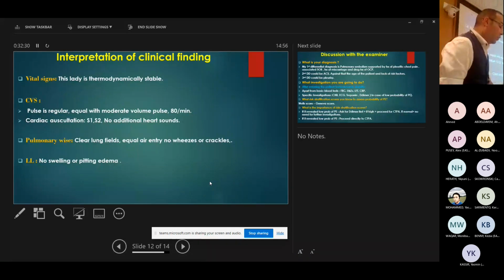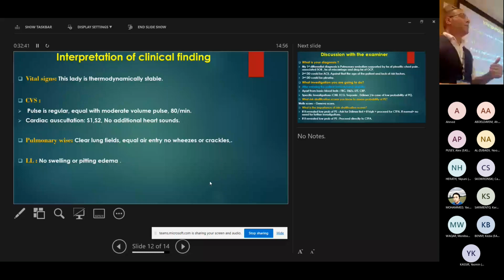Interpretation of clinical findings. What's your clinical finding here? Actually, interpretation of clinical findings is very important, and it is one of the skills of the exam, identifying physical signs. When he asks what's your clinical finding here, he means the clinical findings on examination, the signs, not the symptoms. It's identifying clinical signs.